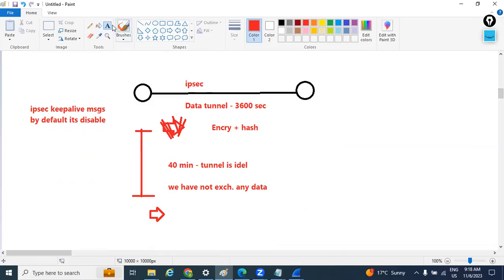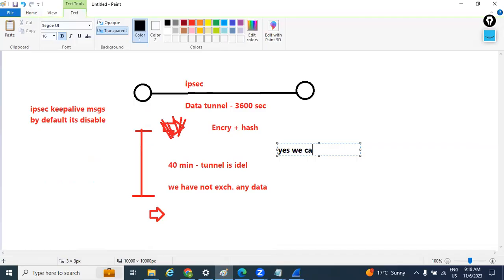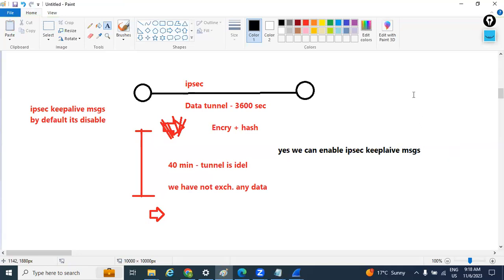The reason, Amit, can we enable that? Yes, we can enable IPsec keep alive messages. We also have a timer here, like 5 seconds. After every 5 seconds, they would exchange keep alive messages. So guys, are these keep alive messages good or not for us?